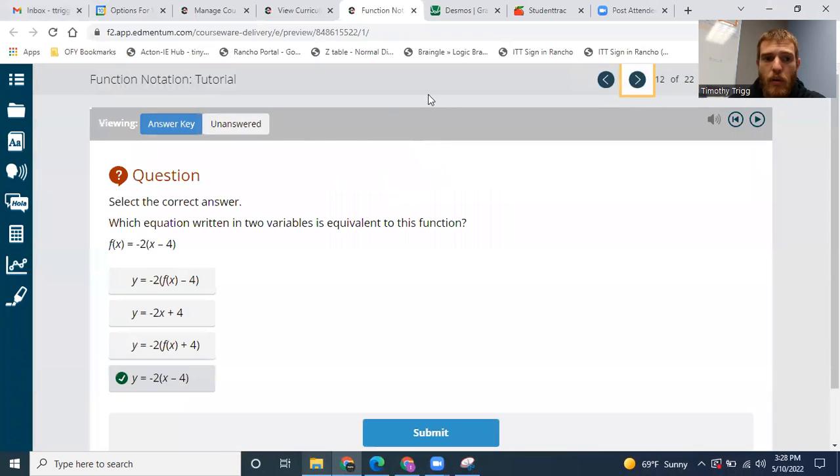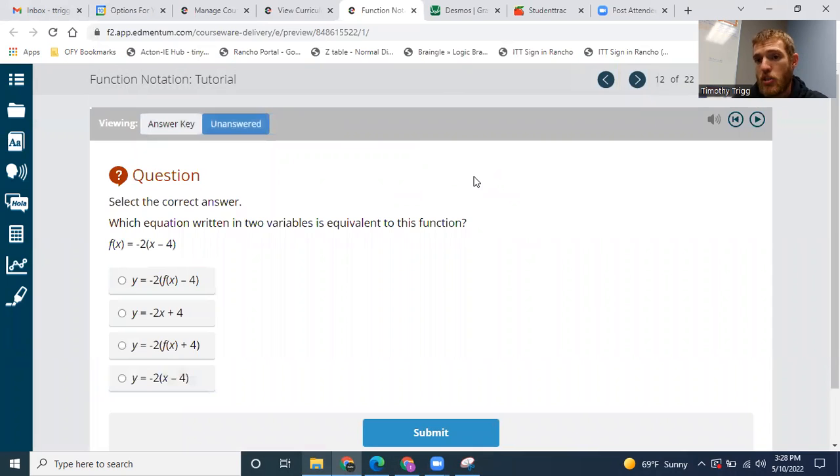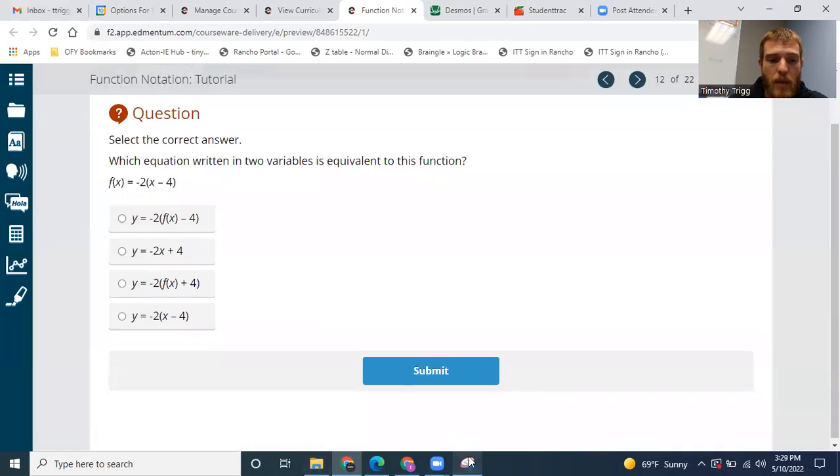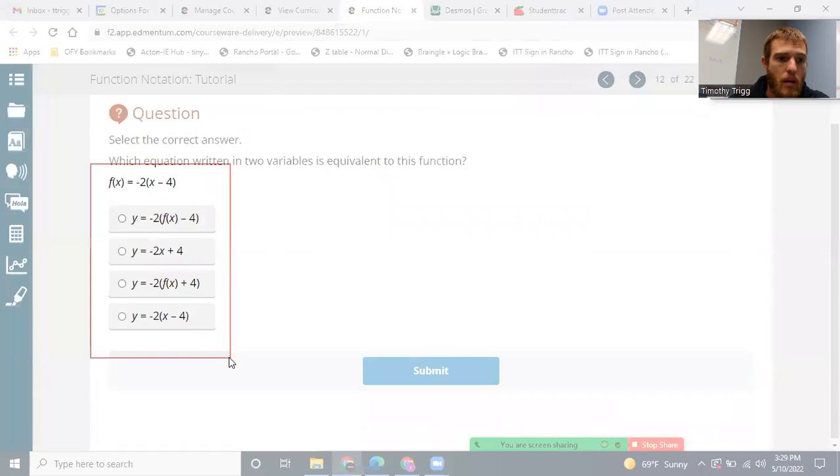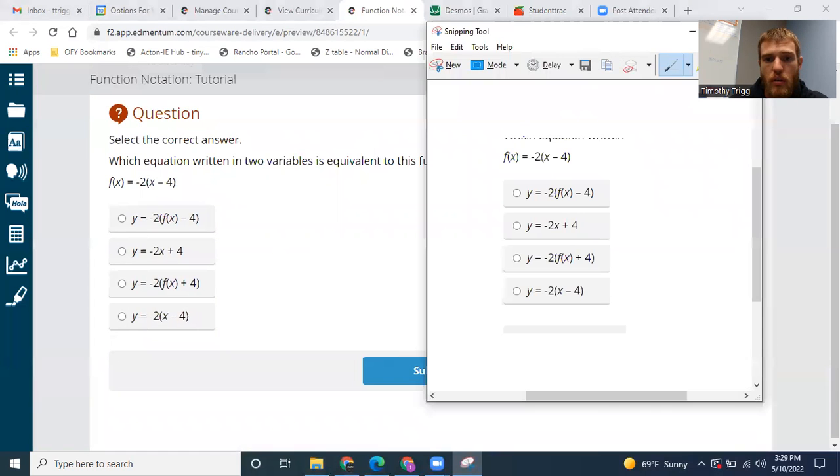And in this lesson, we're going to learn about a new notation. It's called function notation. And this is going to be your first look at it right here. The way you read this is f of x. So this reads f of x equals -2 times x minus 4.